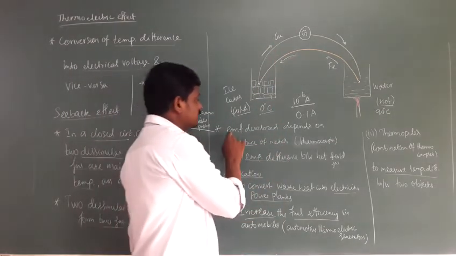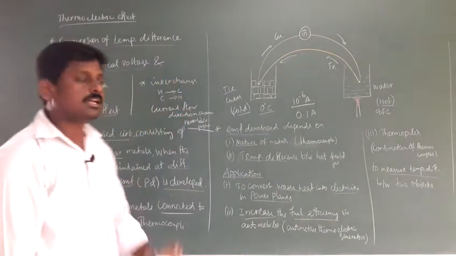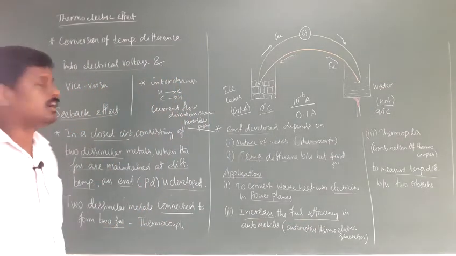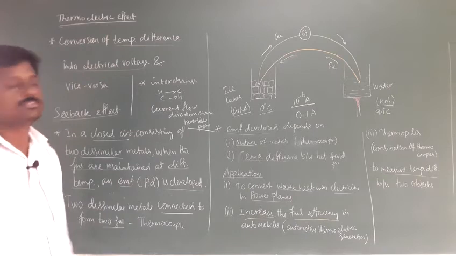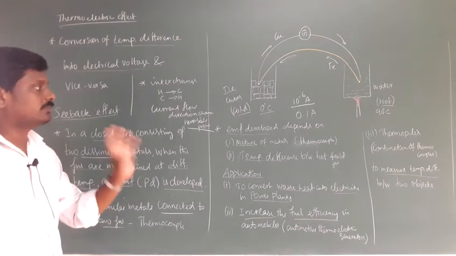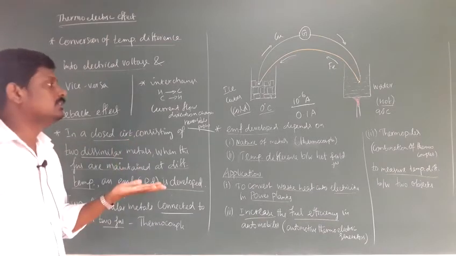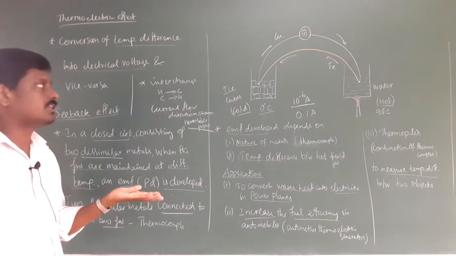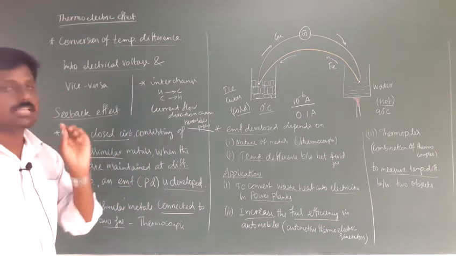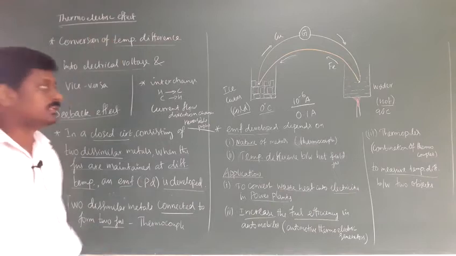I already told you that an EMF is developed. The current flowing due to this EMF is called thermoelectric current. What is thermoelectric current? Some EMF is developed, and due to the potential difference across the conductor, there is a current flow. That current is called thermoelectric current.